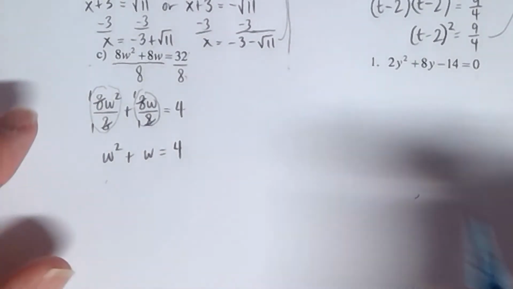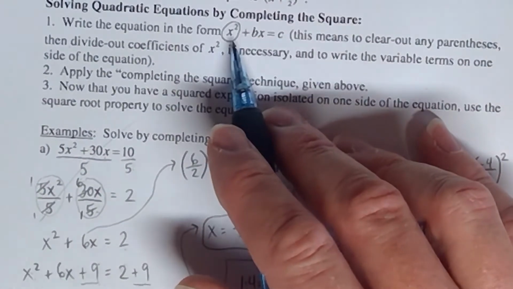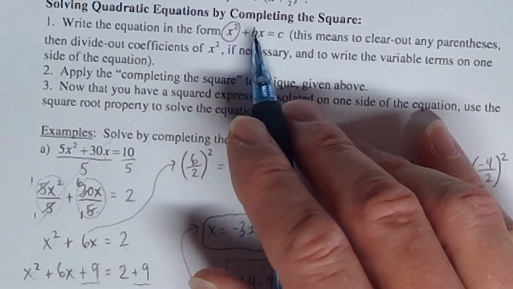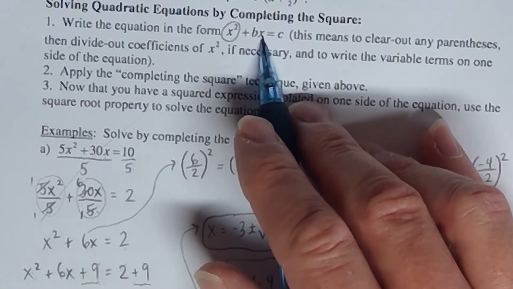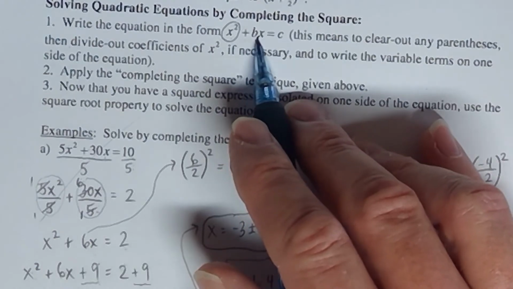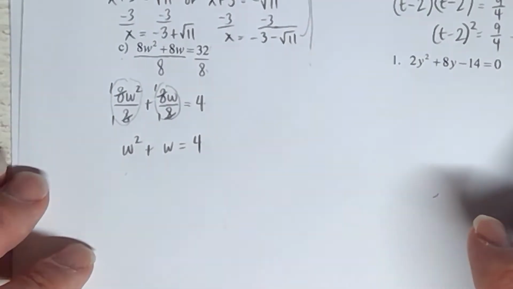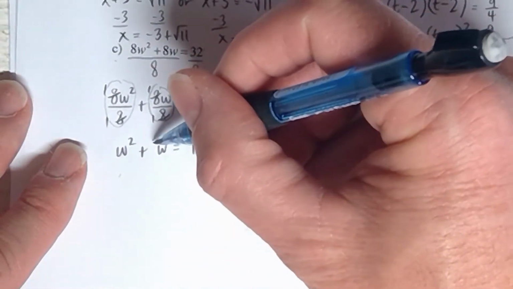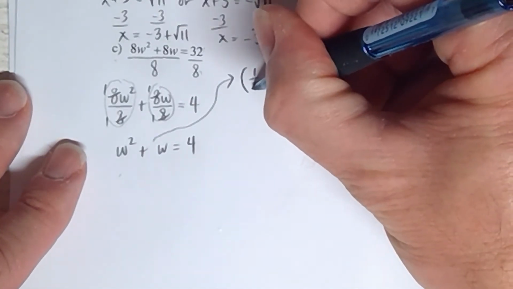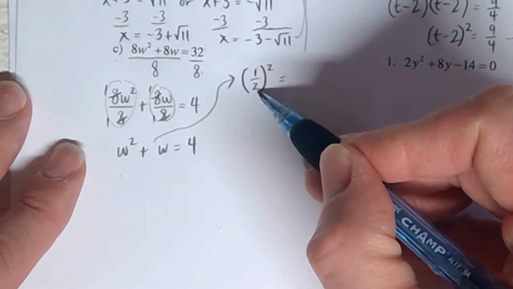But notice that it is now in that form that we need it to be in, where you've got the square term with nothing in front of it. You've got w to the first right here, and the coefficient is going to be 1 because you don't see a coefficient there and it's plus, so it's going to be positive 1. And then the 4 right here. So it's in the correct form in order to go on to the next step. But the b number is positive 1. So that means that we're going to do 1 over 2 squared. Remember, the b number goes on top and above the 2 right there.